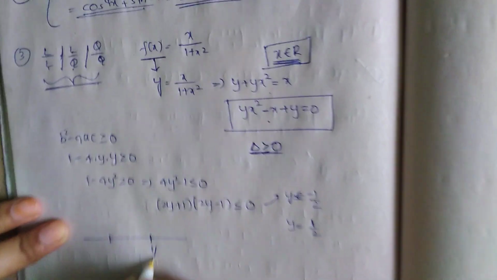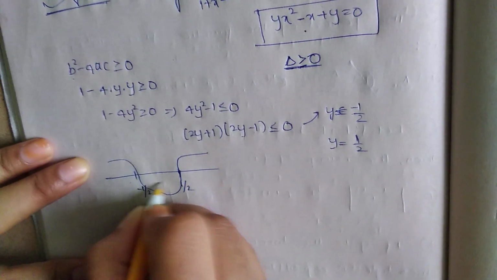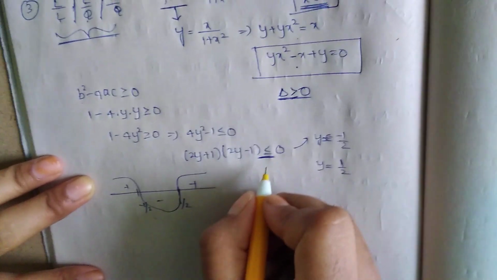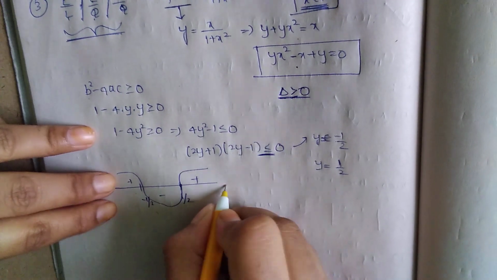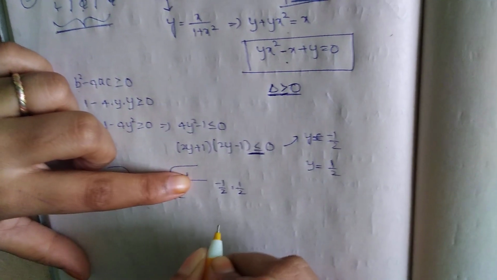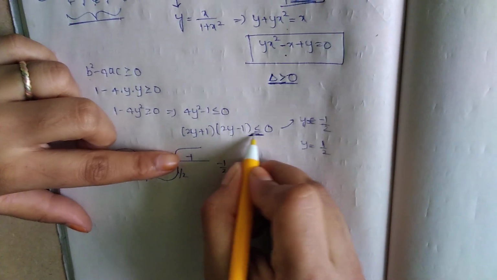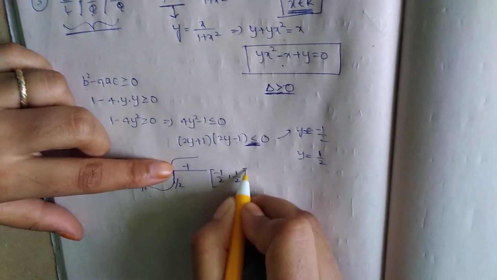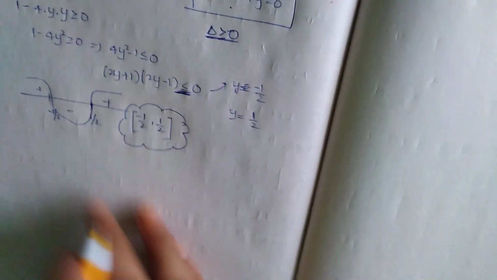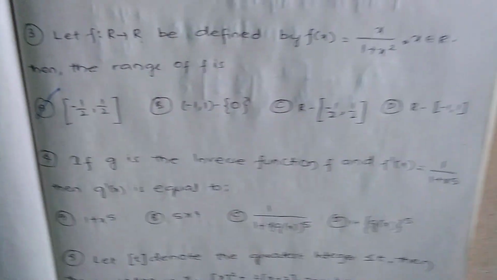Wavy curve: 1 by 2, minus 1 by 2. Positive, negative, positive. We are having less than or equal to 0. So what will be our range? Minus 1 by 2 to 1 by 2. Are they included? Yes, they are included. Why? It can even be equal to 0. So this is the range of the function given. What is the option? This.